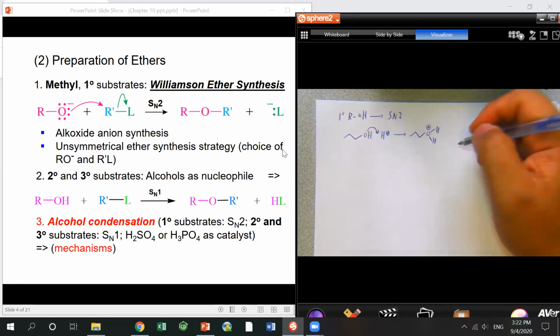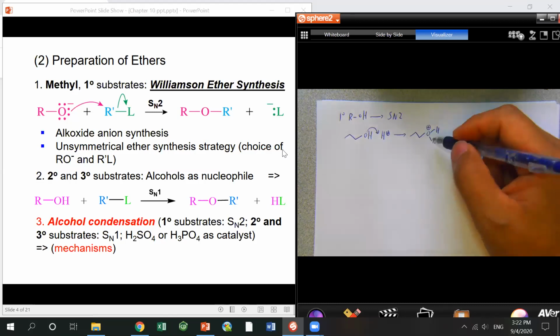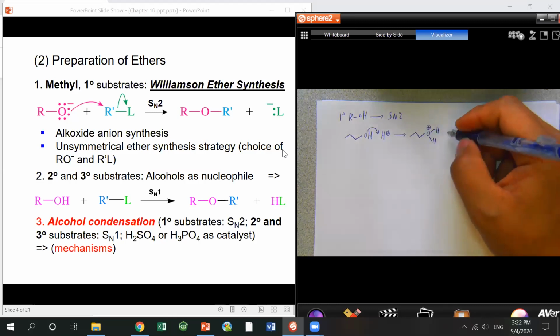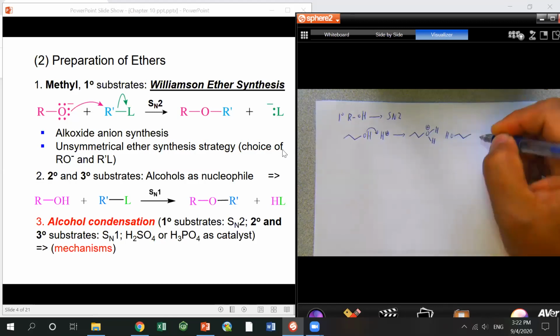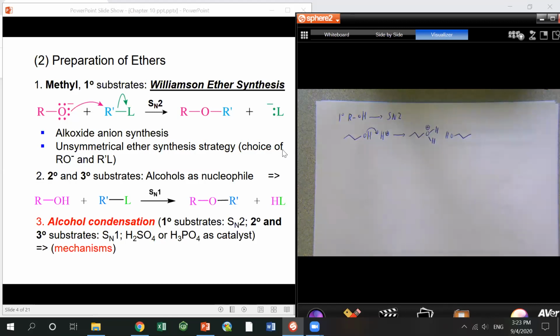This water cannot leave by itself, because the primary carbocation is not stable. So you have to get another alcohol. Push it away. So another propanol comes in. Slow down, please. Okay, I will try to slow down. Do you guys follow so far?